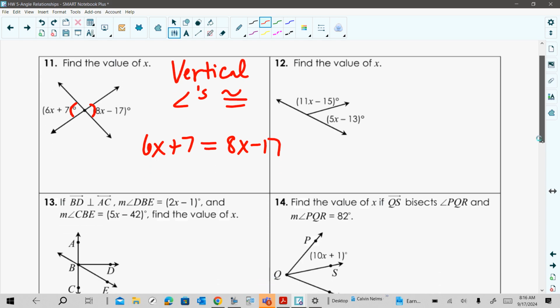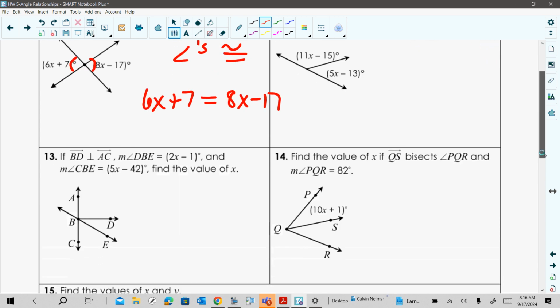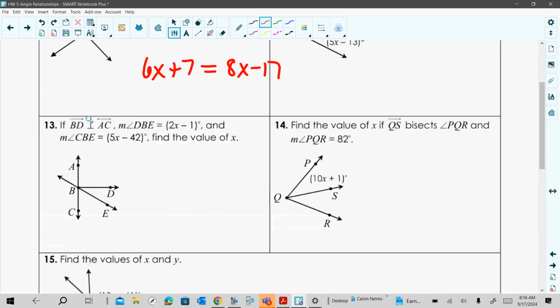On 12, what type of angle pair are they showing you? Yeah, linear pair, which means they equal 180. All right, so we're seeing the right thing. That's good. On 13, we have to remember what this upside down symbol means. What is that indicating? Perpendicular, which means they intersect at a right angle. So we have to add that box to show 90 degrees.